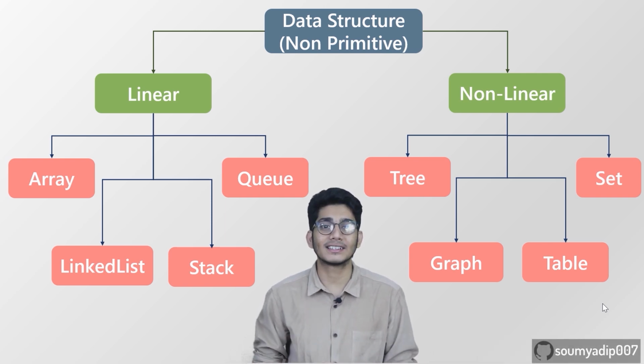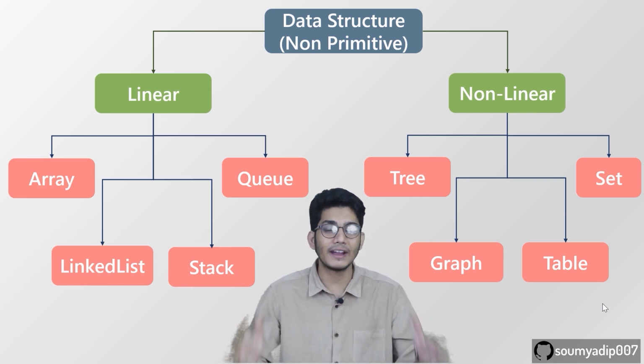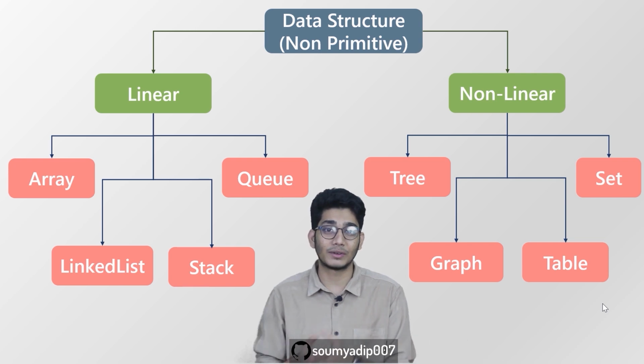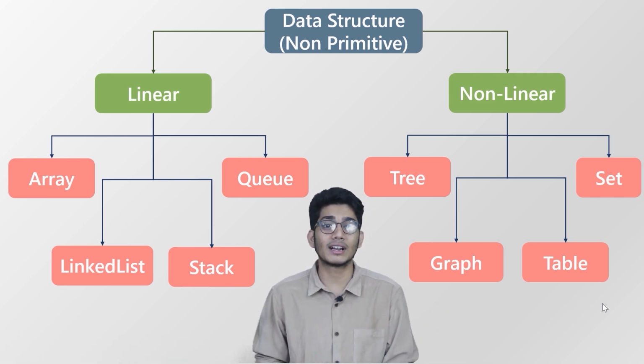In this series we'll discuss every portion of the linear and non-linear data structures in great detail: what the types of linear data structure are, what the types of non-linear data structure are, what an array is, what a linked list is, and what the types of linked list are, that is singly, doubly, circular, and how you can implement all of these things together. We'll talk about everything in this series.